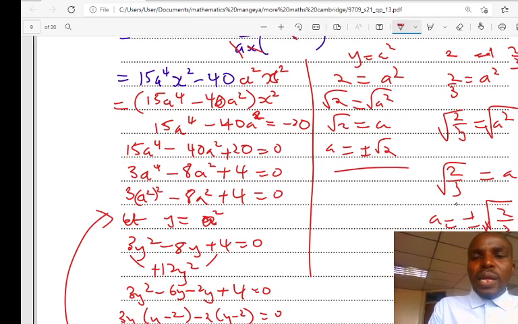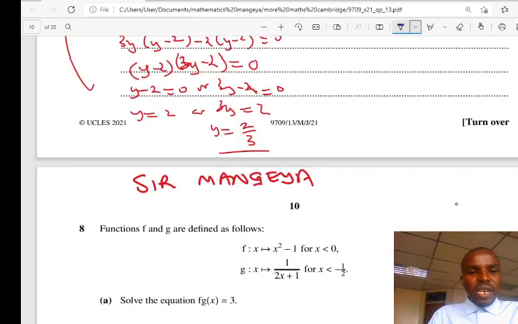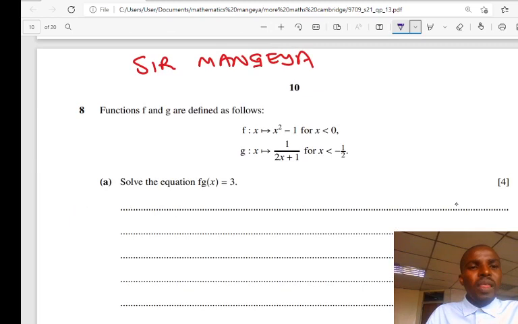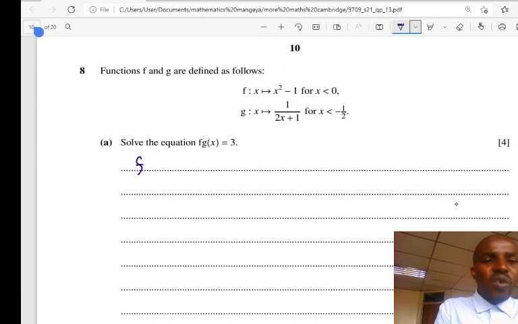Right. Then the next question, number 8. Functions f and g are defined as follows. Solve the equation fg of x is equal to 3. You find fg here. G of x, you take f. In f, where there's x, you put g of x.